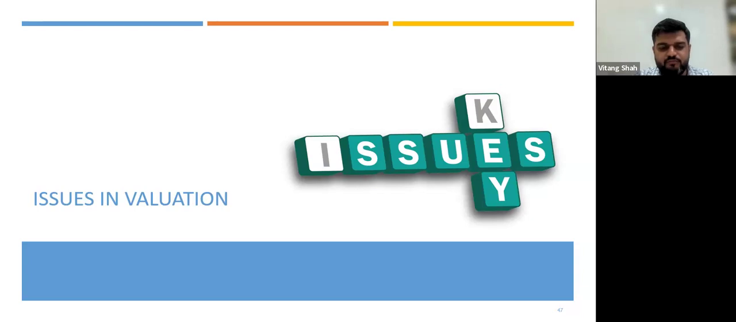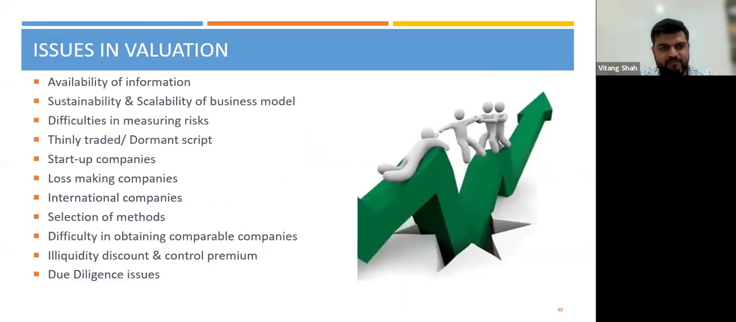Now, coming to the broadly, what are the issues which one can face in valuation is the availability of information. Not every time you have access to all of the information which you may seek. At times, the transaction needs to be valued based on the information which is available in the public domain. And not necessarily everything which you want for a fair valuation in terms of the detailed valuation is available. So you have to make assumptions and presumptions from the information which is available.